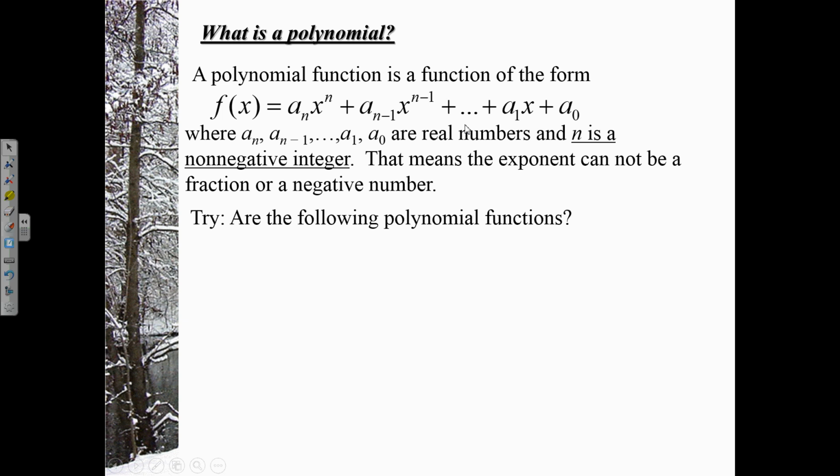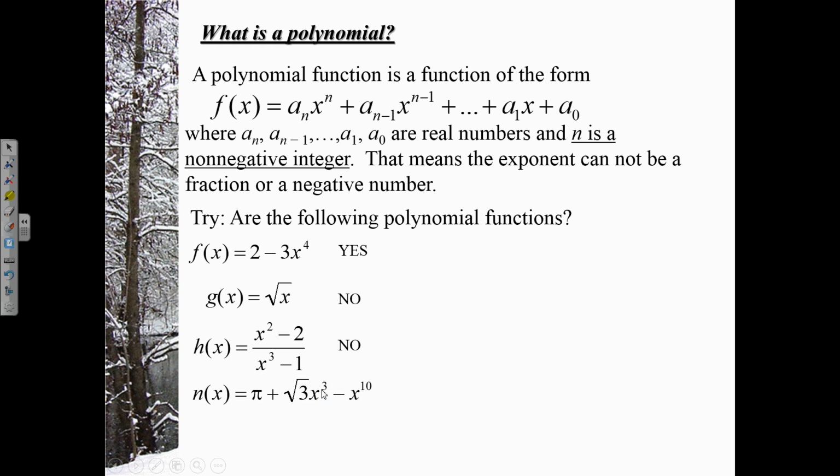So are the following polynomial functions? It has a regular normal exponent of 4, so yes. This one is a square root, which is an exponent of 1/2, so that's no. It has to be integers, so that's like 0, 1, 2, 3. This one has an x in the denominator, so no. This one, even though it has a square root, this is just for the 3, so it's not affecting the x, and so yes, this is a polynomial.